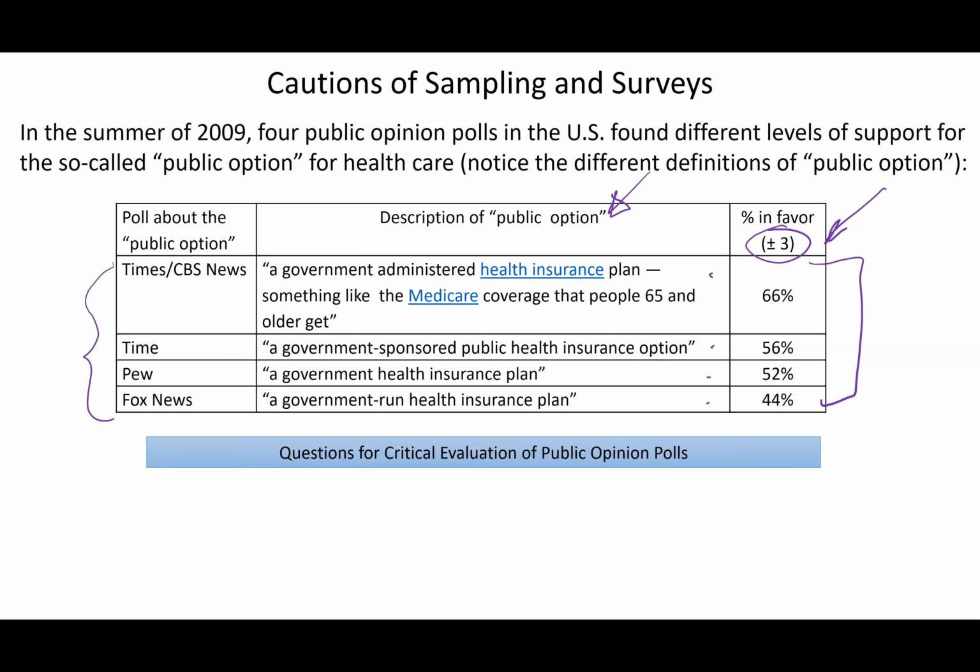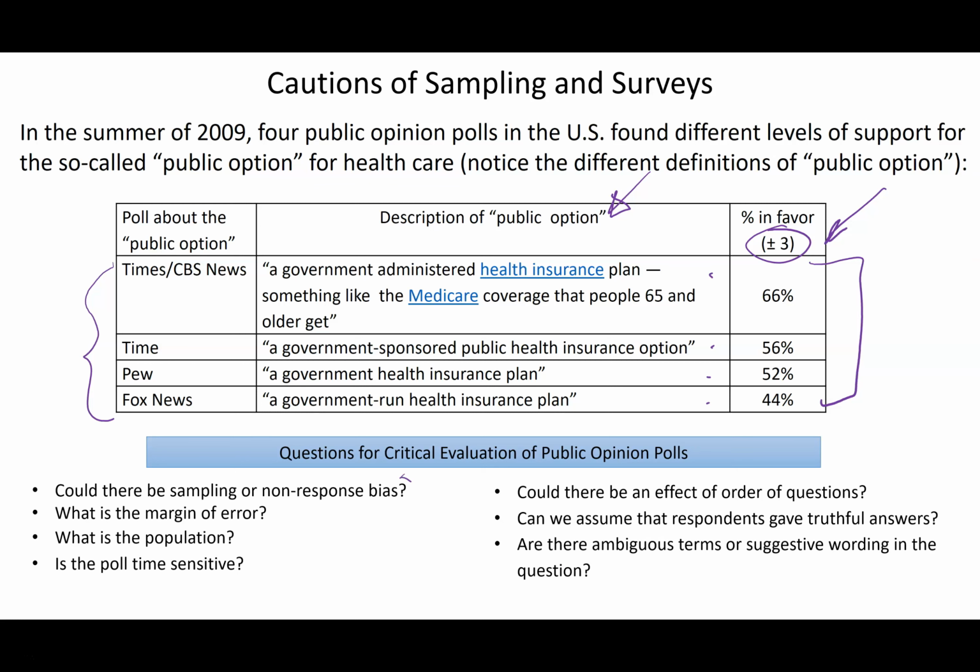So when you look at survey results like this, there are some really important questions to ask. It's really important to ask, well, how were these people sampled? Is this a volunteer sample? Could there be sampling bias or non-response bias? What's the margin of error? So this says plus or minus 3. So this is saying, hey, Times says we think it's 63 to 69%. So still more than half.